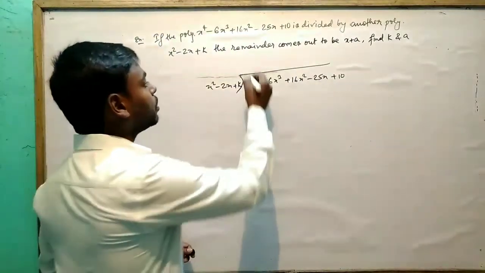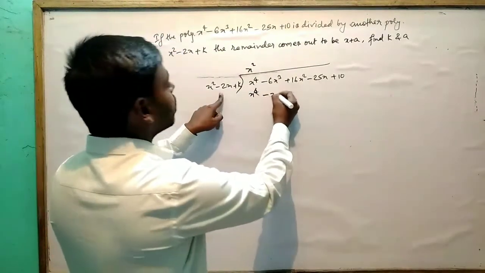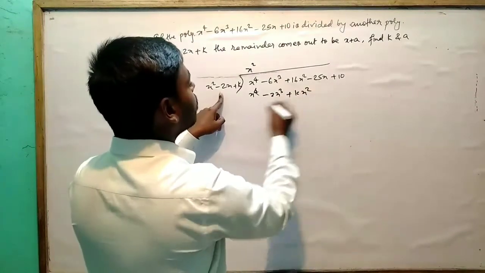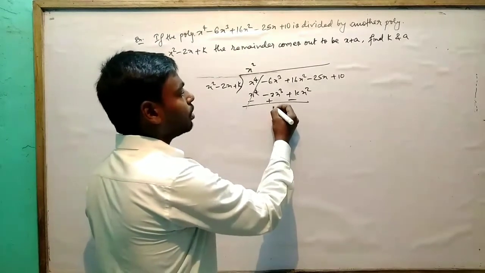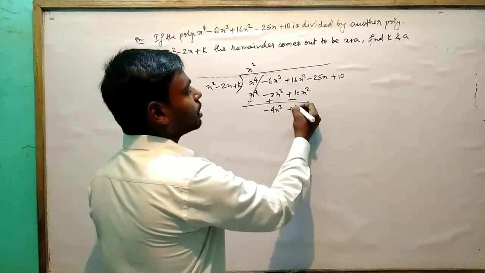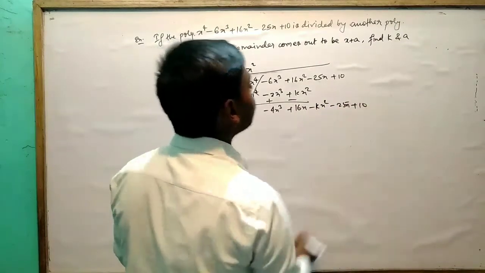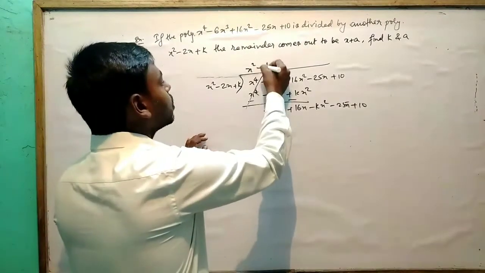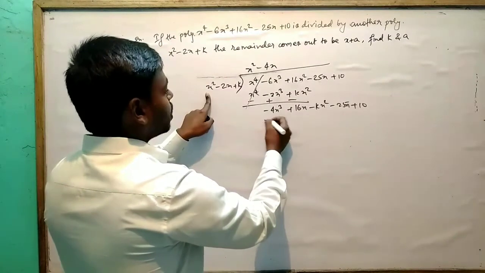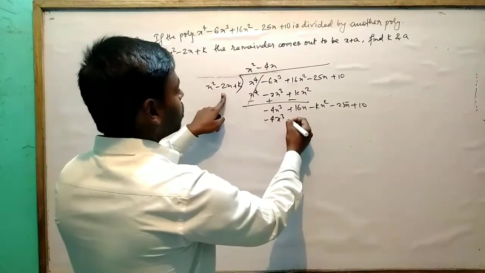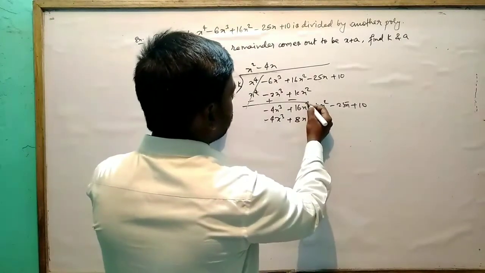First we multiply by x square, and we get x to the power 4 minus 2x cube plus kx square. Now we change the sign, that cancels, and here 4x cube plus 16x square minus kx square minus 25x plus 10. Now we multiply by 4x, and we get 4x cube minus 8x square.